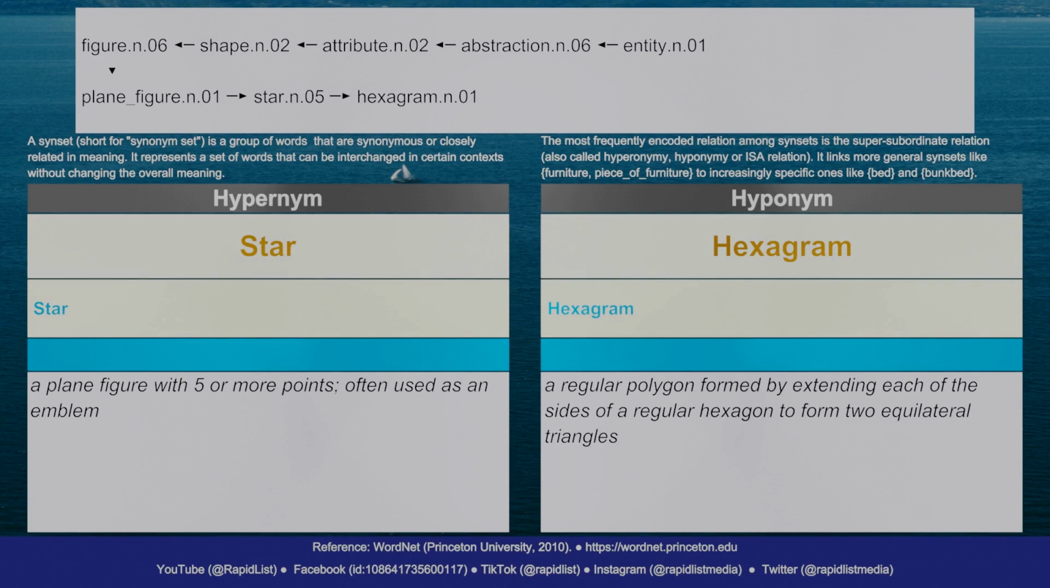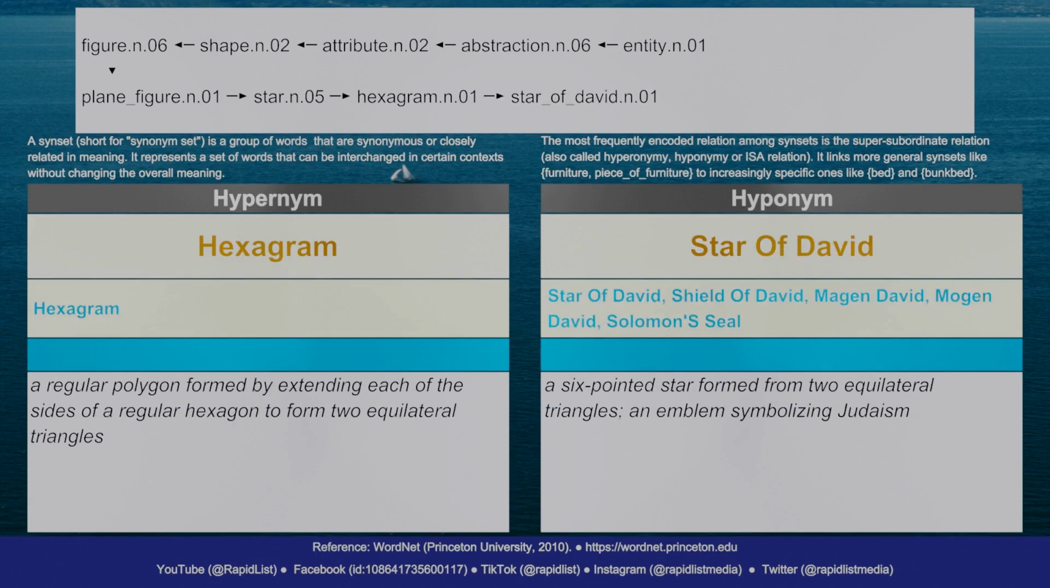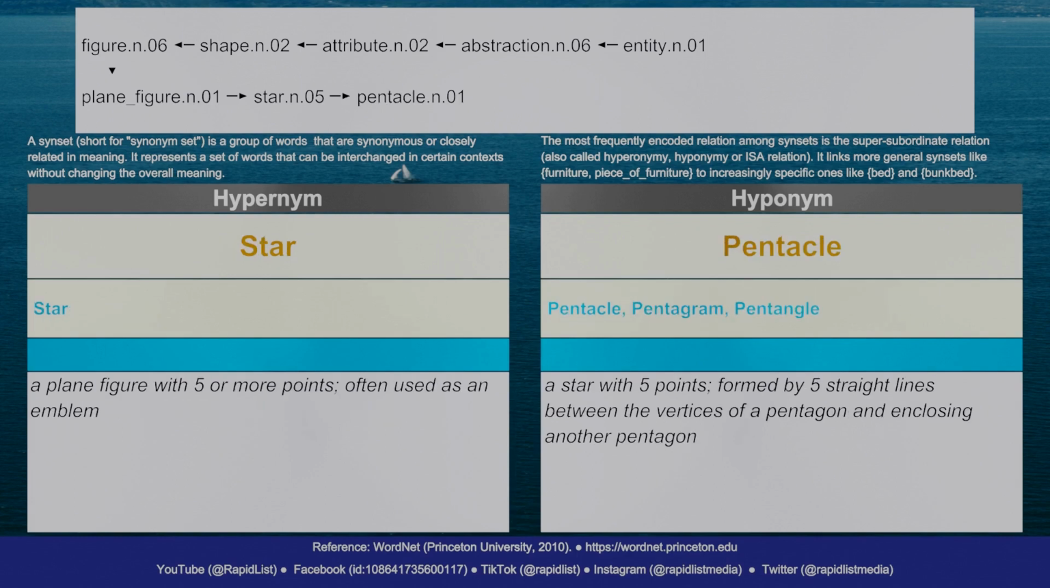Hexagram. A regular polygon formed by extending each of the sides of a regular hexagon to form 2 equilateral triangles. Star of David. A 6-pointed star formed from 2 equilateral triangles, an emblem symbolizing Judaism. Pentacle. A star with 5 points, formed by 5 straight lines between the vertices of a pentagon and enclosing another pentagon.